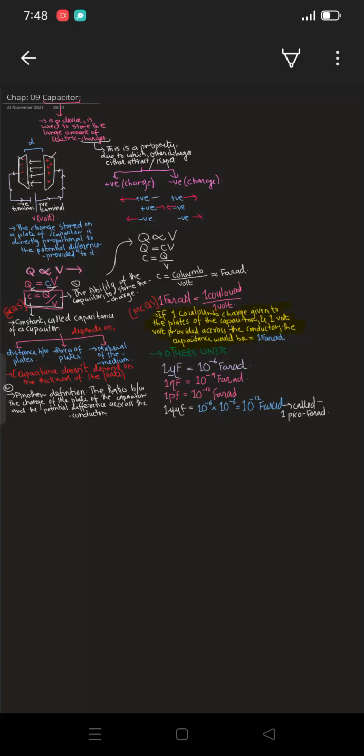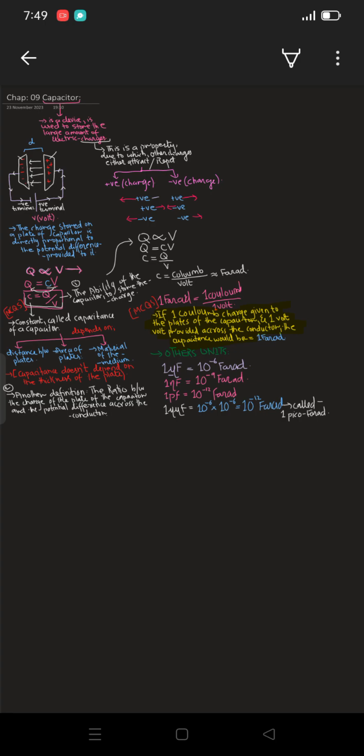Okay, so as in the last video, we have derived the unit for the capacitance of a capacitor, and we got to know that the unit of capacitance of a capacitor is equal to farad, and that is equivalent to coulomb per unit volt, right?